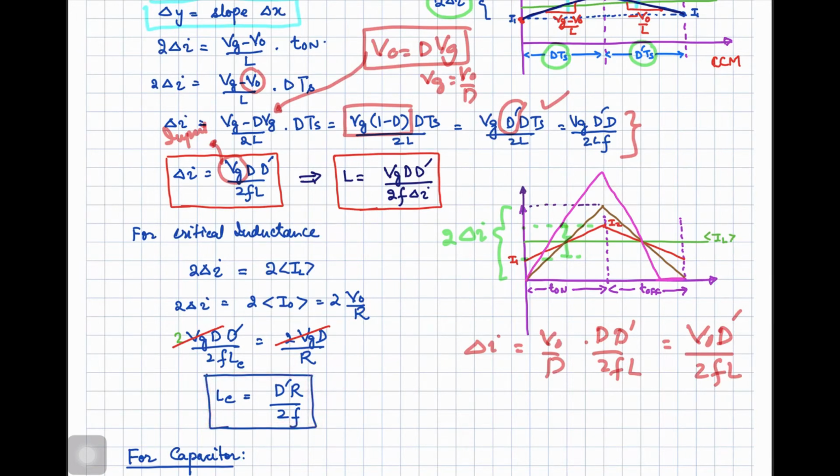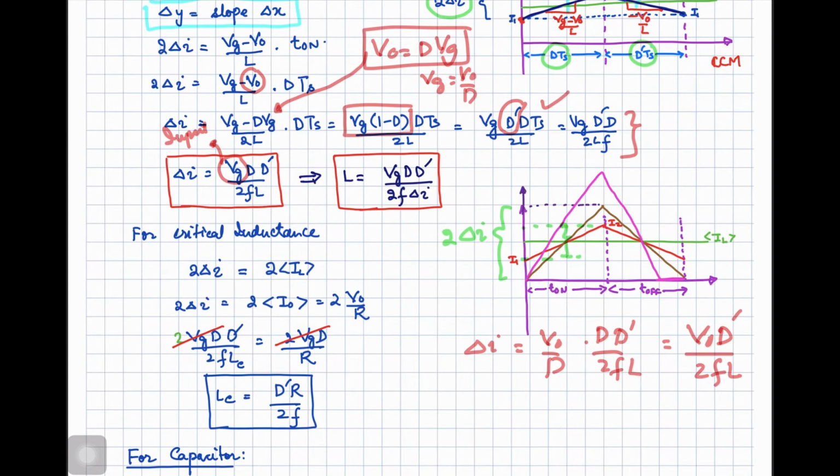So if your inductance is less than the value that is obtained by this expression, it means your circuit is operating in the discontinuous conduction mode. And if your inductance is higher than this one, it means you are operating your circuit in the continuous conduction mode. Your inductor current will be continuous, your load current will be continuous, right?